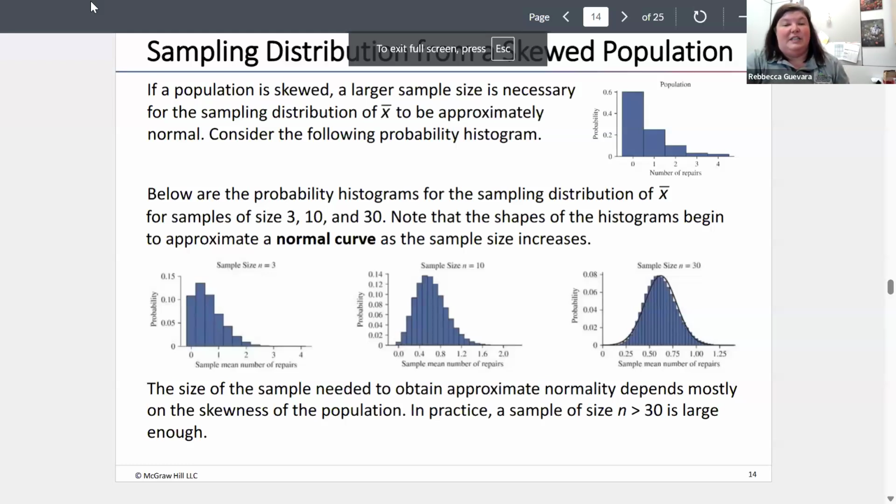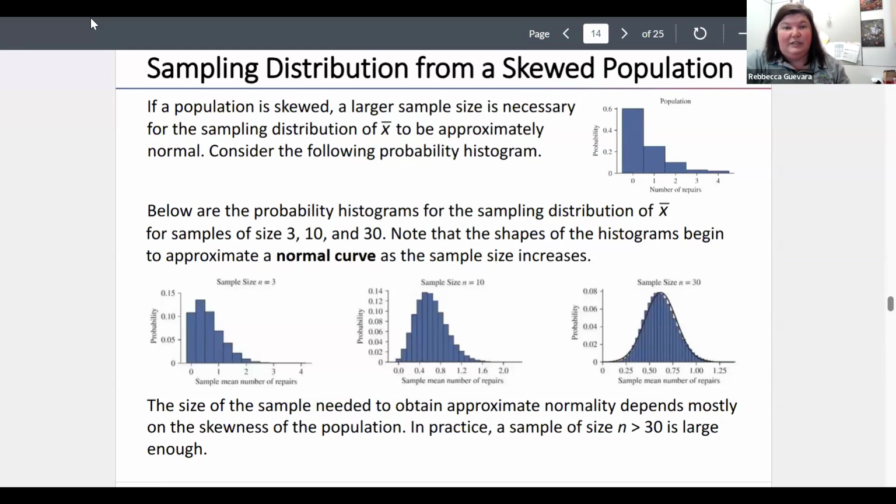So if a population, like I said, it doesn't matter if it's skewed or what it is. It could be bimodal. I've done it with bimodal before. It doesn't matter what your distribution is. There is a large enough sample size necessary for the sampling distribution to approximate a normal curve. So my parent population here is skewed. If I do sample sizes of 3, it might still be skewed. If I do sample sizes of 10, it's a little less skewed. And when I do a sample size of 30, it's almost pretty much exactly normal.